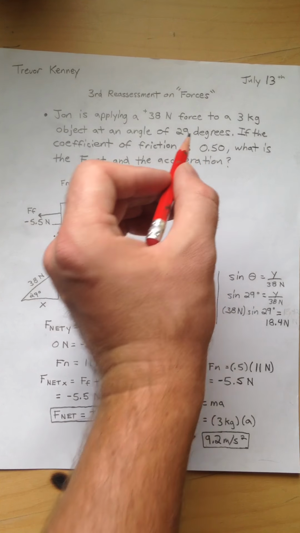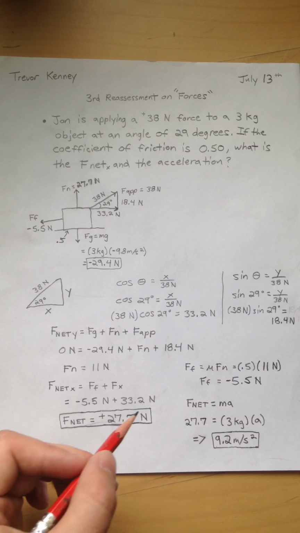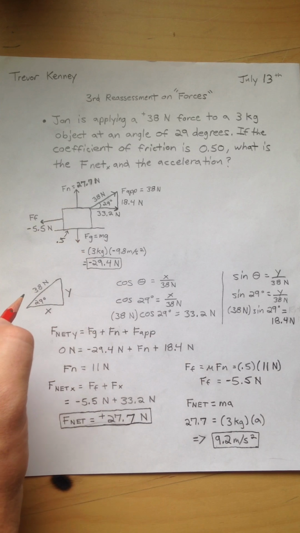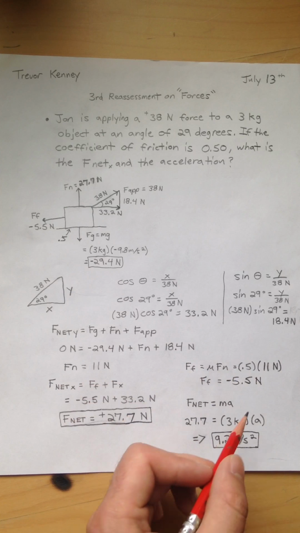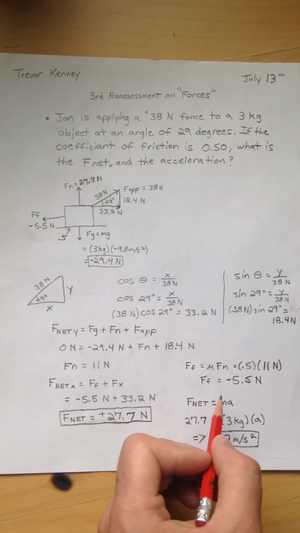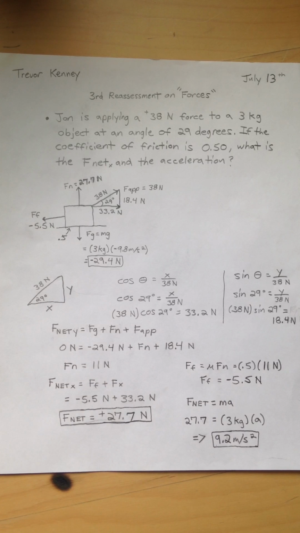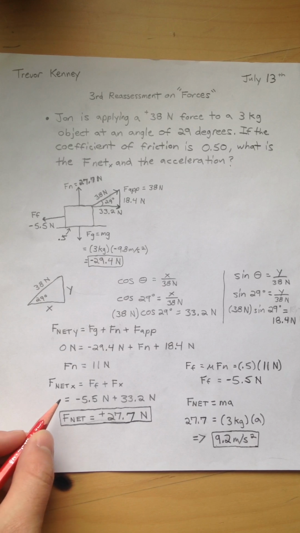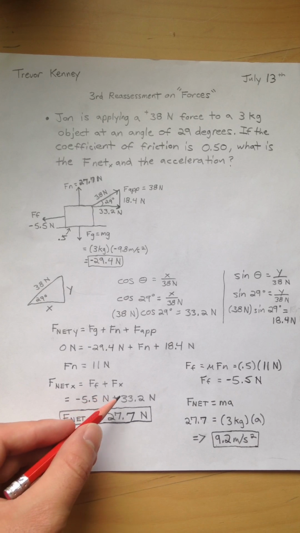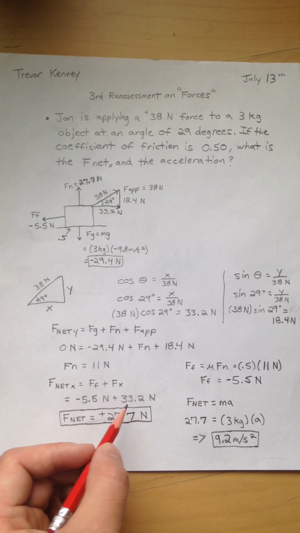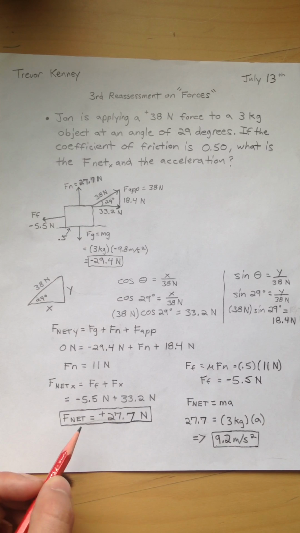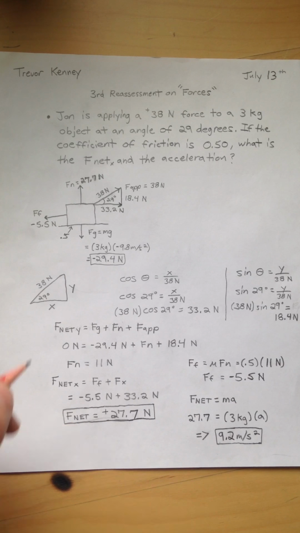We have the coefficient of friction, which is 0.50, and now that we have the normal force, we can do 11 newtons. I'm sorry, where's that? Yeah, normal force, 11 newtons times 0.5 coefficient of friction, which will give us force of friction equals negative 5.5. So now we can use that to find F net. F net x equals the force of friction plus F x. So we have negative 5.5 force of friction and 33.2. Add it up and we get positive 27.7 as our F net x as our answer.